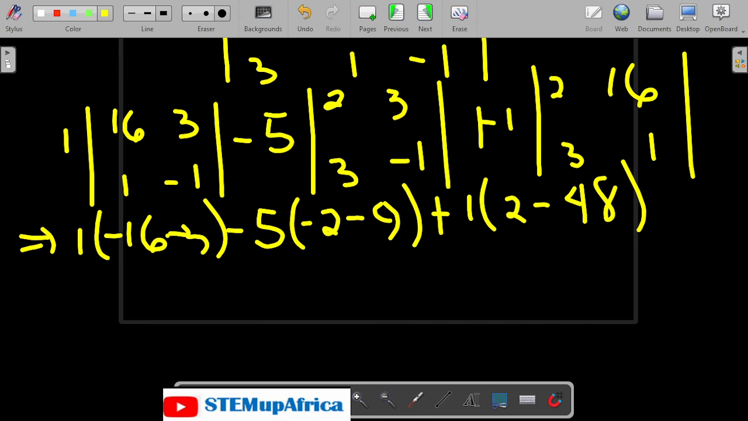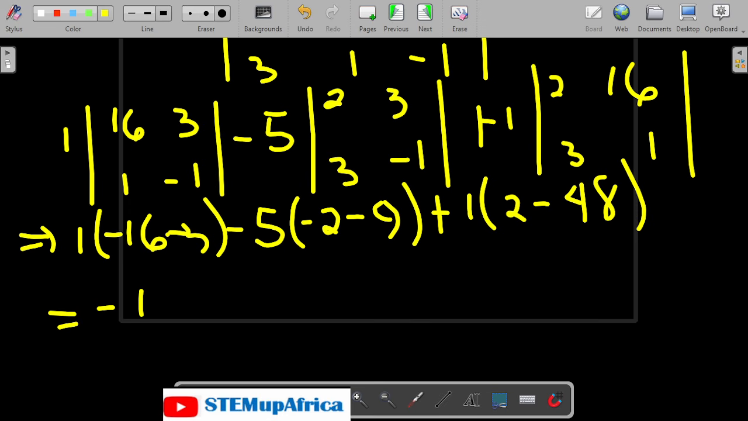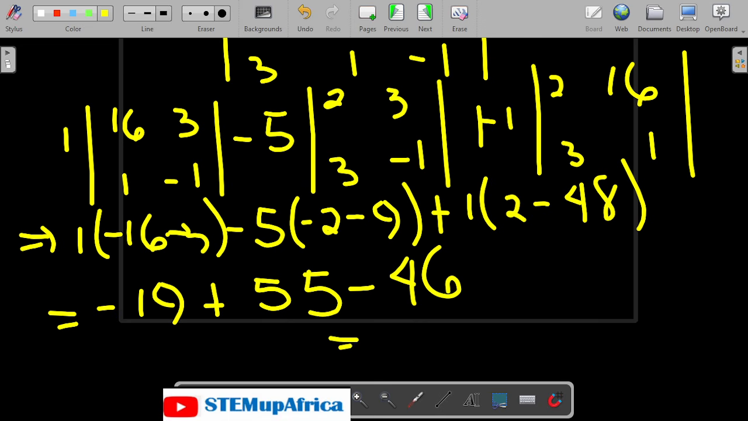So what are we having from here? This gives minus 19. Then negative 11 times negative 5 will give us plus 55. Here is minus 46. If I add up, what am I having? That will give me minus 10.